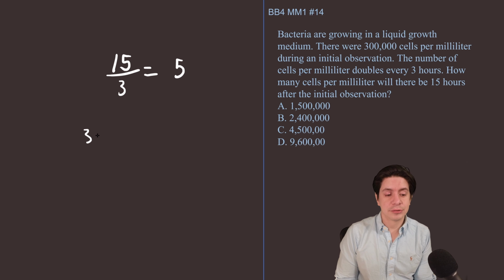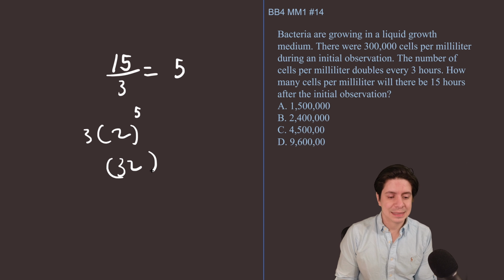So we do 300,000. So I'm just going to do 3 actually, because the zeros, why do we need them? We can just add them in at the end. And then we'll do doubling, 2 to the 5th power. 2 to the 5th is 32 times 3. We're going to get 96. Then we add in the zeros and we get D.